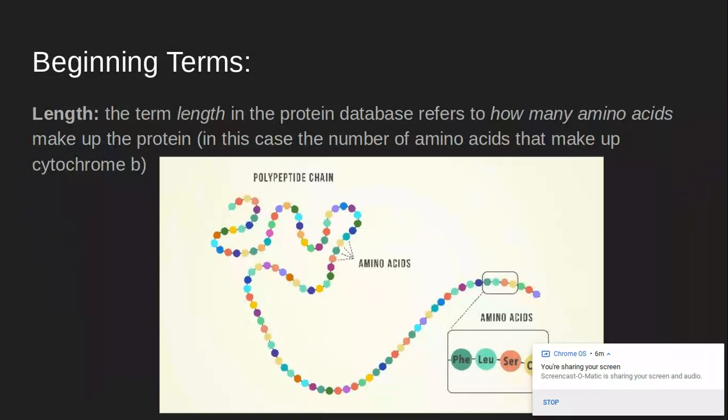And so for cytochrome B, there are roughly 379 or 380 bits to the length. So that just means that there are 370-ish or 80-ish amino acids that make up that specific protein. So that's length.